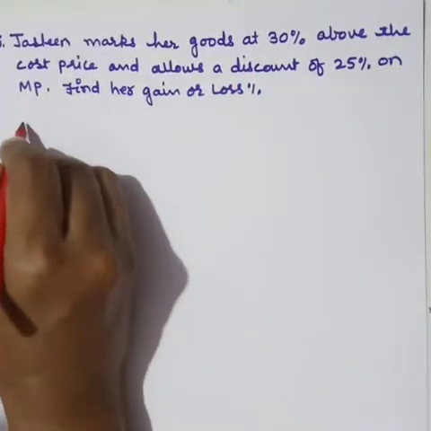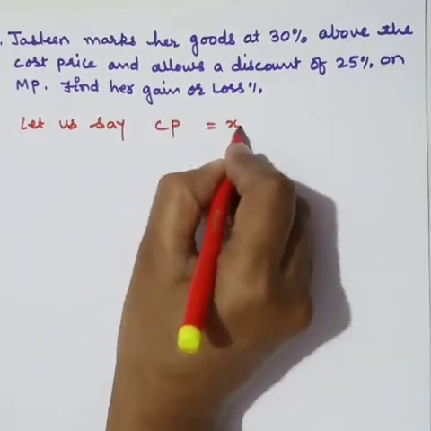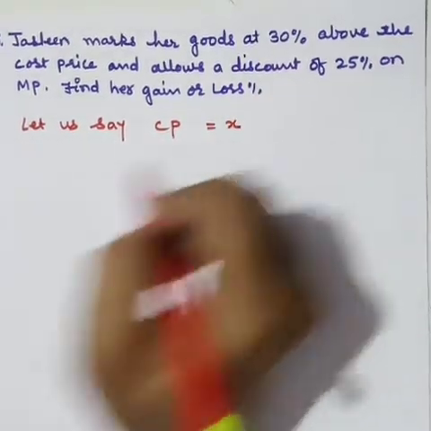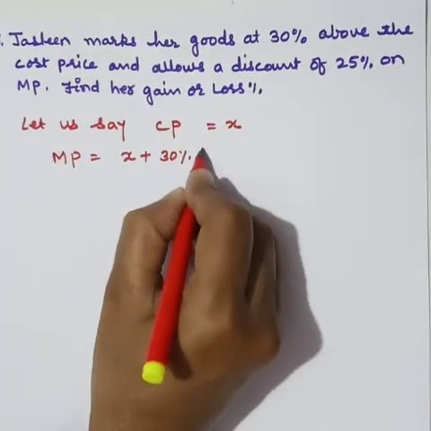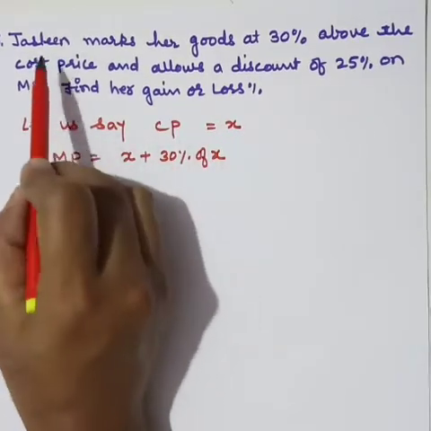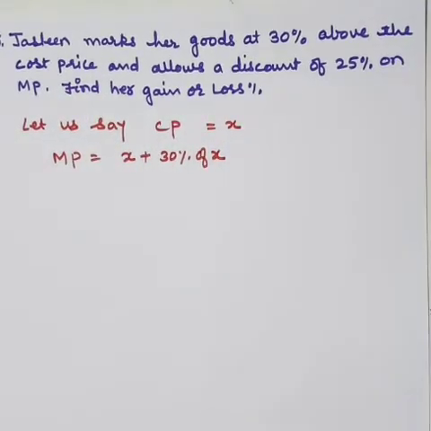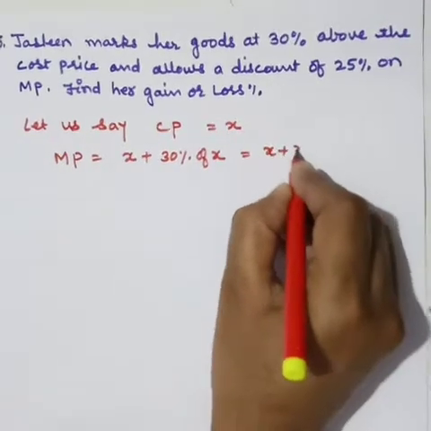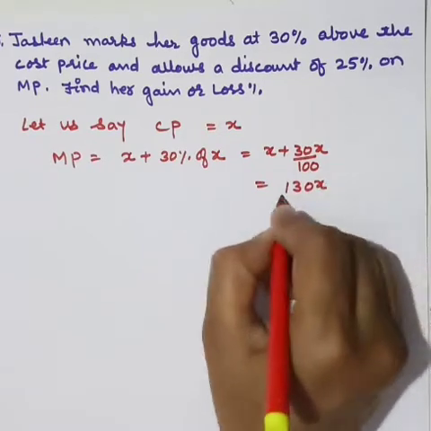So let us say CP is equal to X. Now MP is how much? 30% above CP. So that means MP is X plus 30% of X. CP plus 30% of CP will give you MP, because Jasleen marks her goods at 30% above CP. That means if she buys something for rupees 100, she puts the price tag as 130. Okay. So this is X plus 30X by 100. So if you find the LCM, you will get 130X by 100.